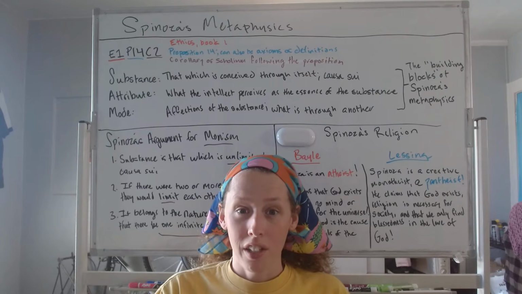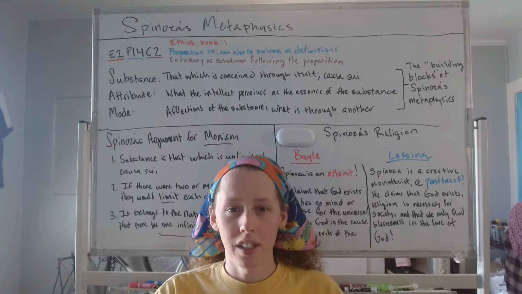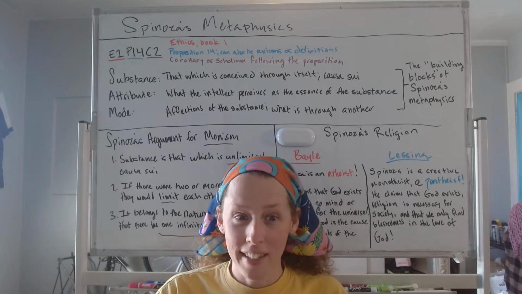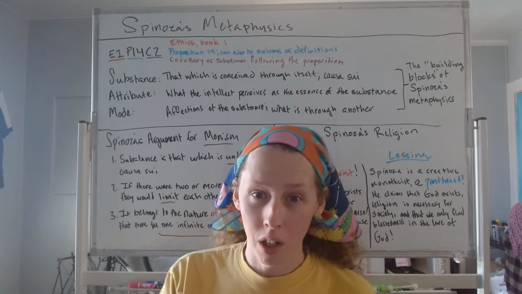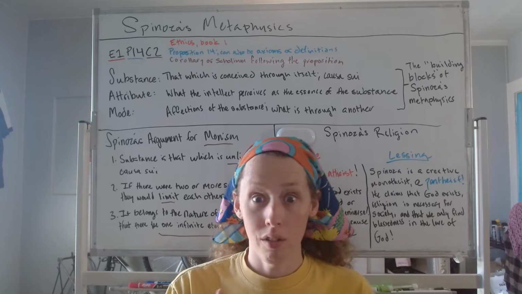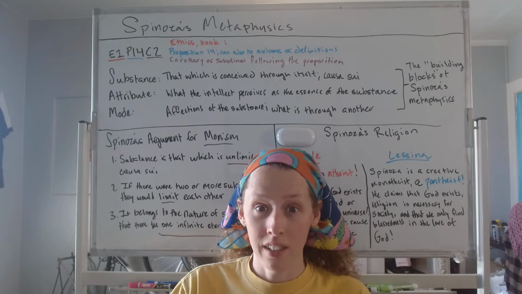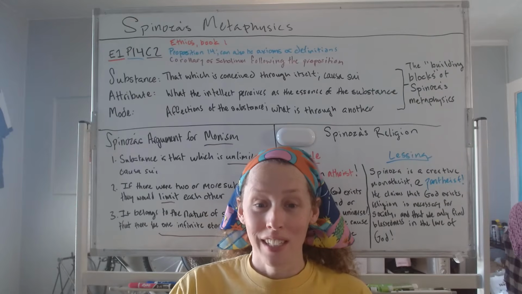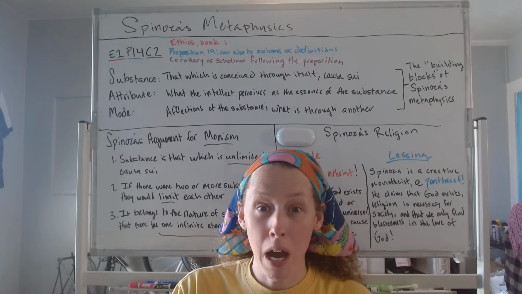Spinoza is going to argue throughout the Ethics, but especially in roughly the first 15 or 20 propositions of Book 1 of the Ethics, that there can be one and only one substance in the universe. And he's going to try to give a prolonged argument to that effect, right? So this is kind of what scholars refer to as Spinoza's monism.